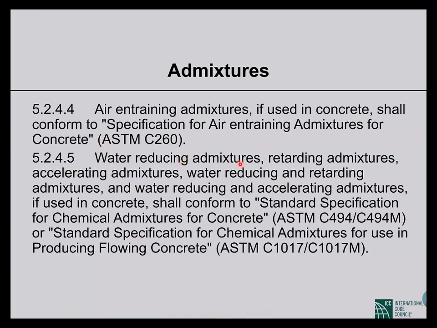These admixtures are most common in our country. Water reducing admixture, we use superplasticizer. Retarding admixture, we also use retarders in ready mix concrete, RMC. Accelerating admixtures, if we need high early strength, then we can use them. Water reducing and retarding at the same time, there are admixtures that can have both effects. Water reducing, retarding and accelerating admixtures, if used in concrete, shall conform to the standard ASTM C494. For air entraining admixture, a separate standard, ASTM C260. For other types of admixtures, ASTM C494.